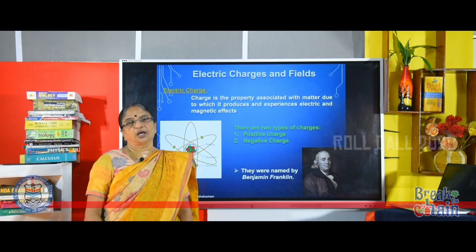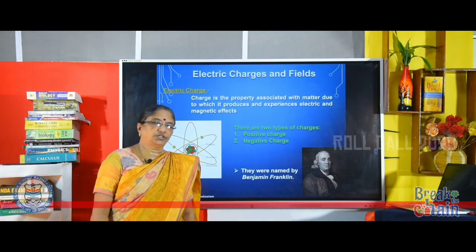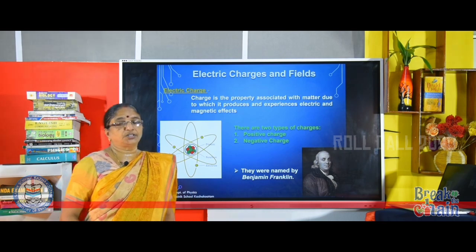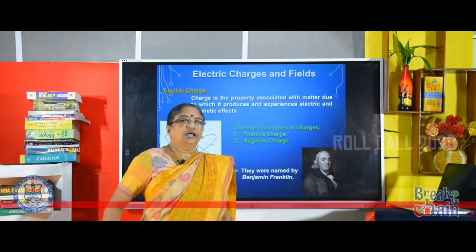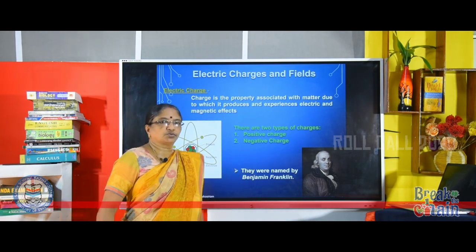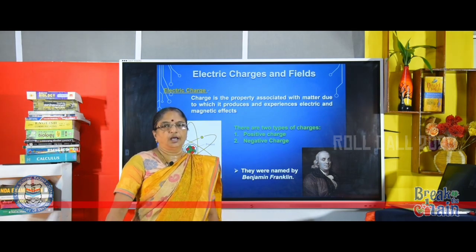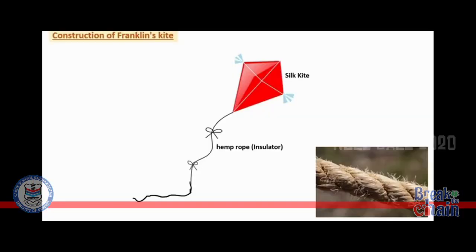There are two types of charges, positive charge and negative charge, and the names positive and negative were given by a scientist named Benjamin Franklin. About the scientist, you might have heard of a story. He had made a special kite which was made up of silk cloth, because he knew that on stormy days the speed of the wind is so high that it can damage the kite, so the kite had to be strong. So the body of the kite was made by silk cloth.